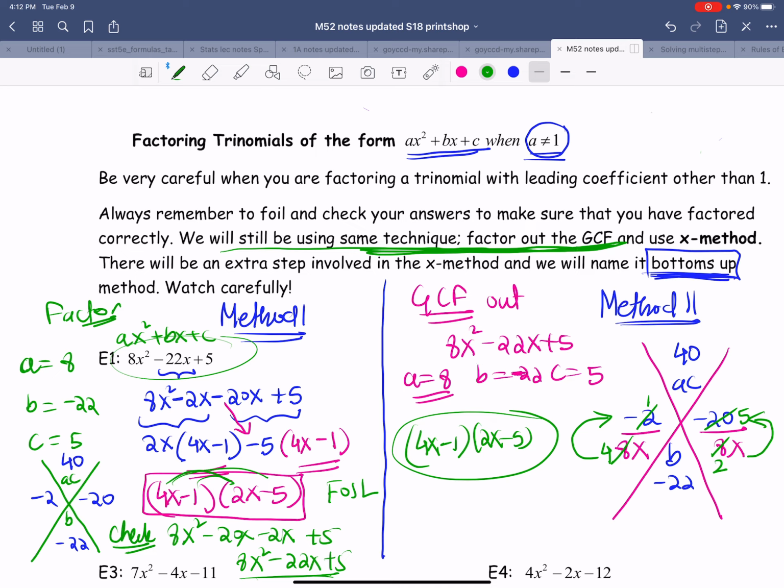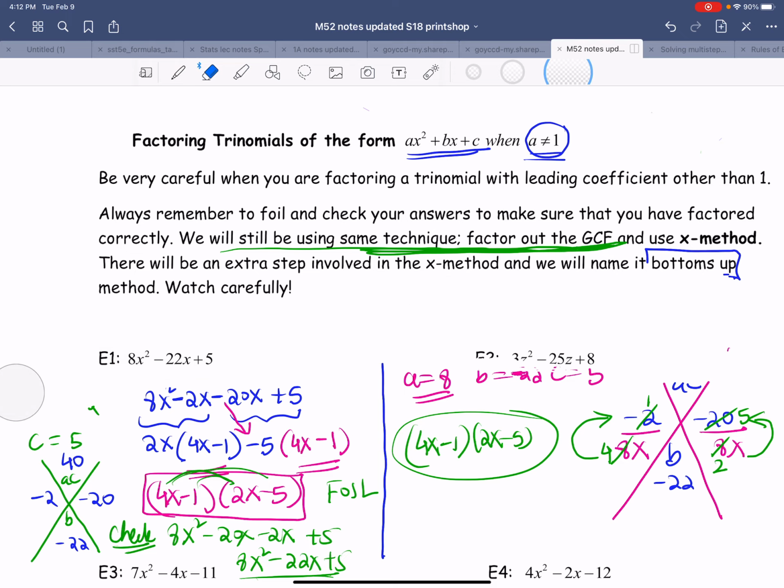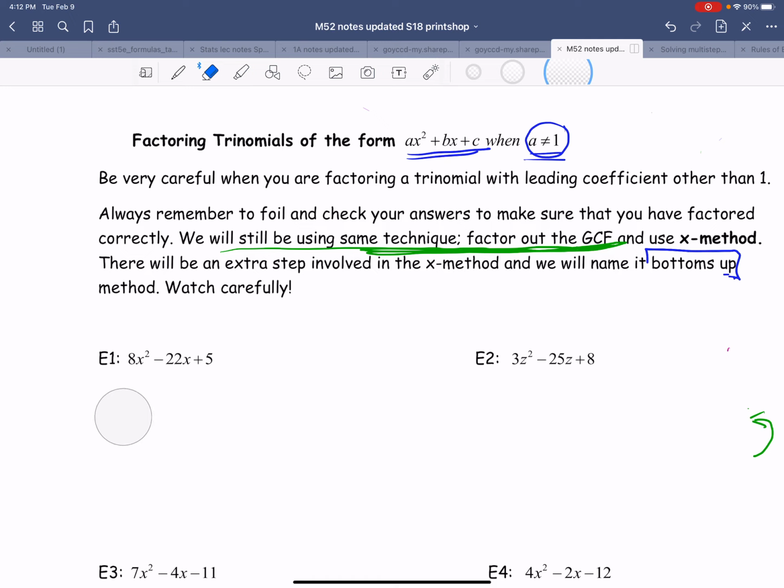Okay, let's check out example number 2. I'll be erasing example number 1 and we'll look at example number 2. I'm going to show you only the bottoms up method from now onwards. Right, so let's compare to our ax squared plus bx plus c. A is 3, b is negative 25, c is 8. And again, we already checked, is there any GCF here? Looks like there is no GCF. So make sure you check that first. If there is a GCF, pull it out first.